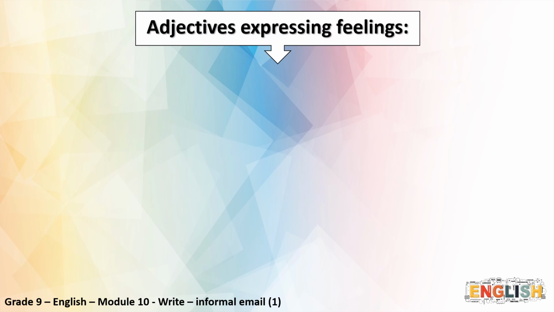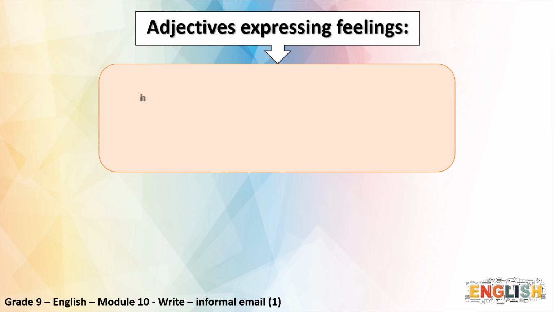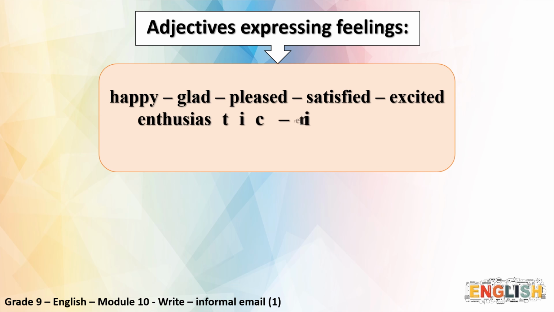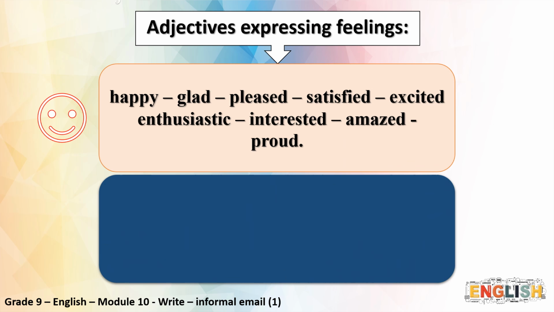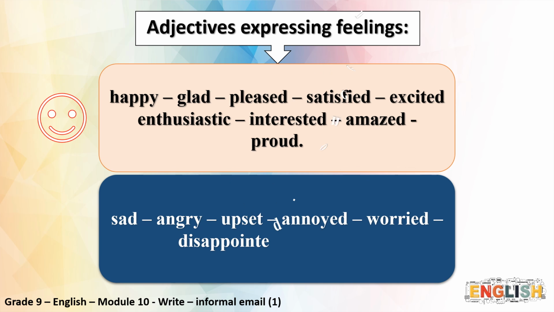Dear students, now we are going to talk about the adjectives we can use to express feelings. And these adjectives are divided into two types. The first type is used to express happiness or satisfaction, such as the examples here: happy, glad, pleased, satisfied, excited, enthusiastic, interested, amazed, and proud. While we can use other adjectives to show sadness or dissatisfaction, such as sad, angry, upset, annoyed, worried, disappointed, and concerned.